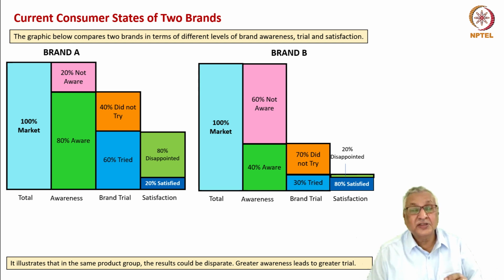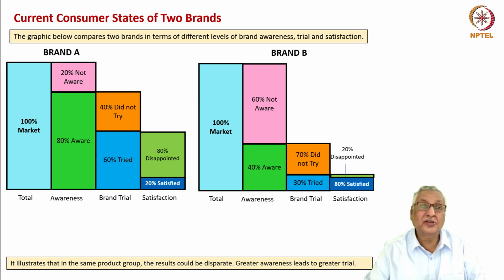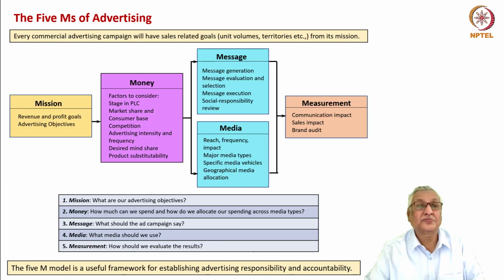It illustrates that in the same product group, the results could be disparate. Greater awareness will certainly lead to greater trial, but greater conversion or greater satisfaction level could also lead to better final conversion in terms of the actual purchase. So these have to be understood in terms of the actual market dynamics of consumer minds and product behavior.